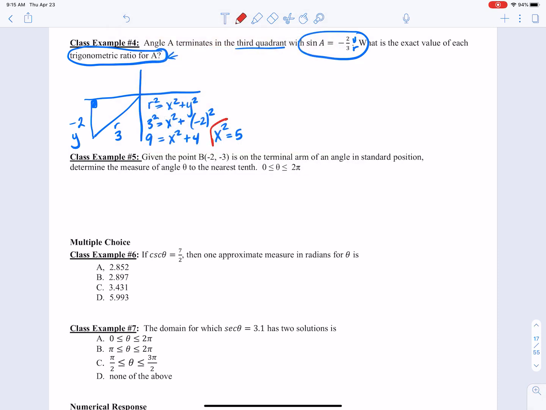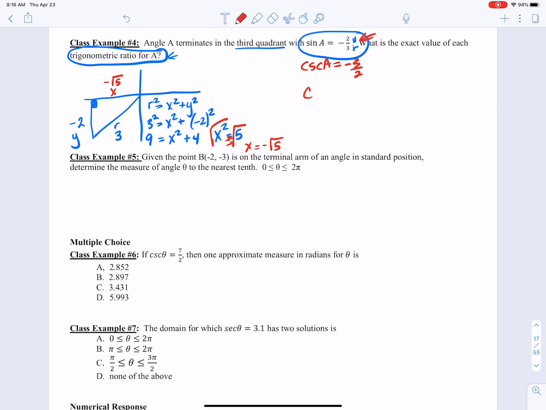And we have to consider in quadrant 3, is x going to be positive or negative? Well, if I look where it is, x has to be negative. So I'm going to take the negative square root of 5 as my x value. So each trigonometric ratio, now we already have sine, so I'm going to go ahead and do cosecant really quick. That's going to be -3/2. We're just taking the reciprocal of this guy.